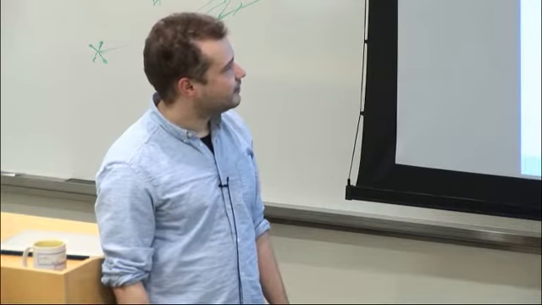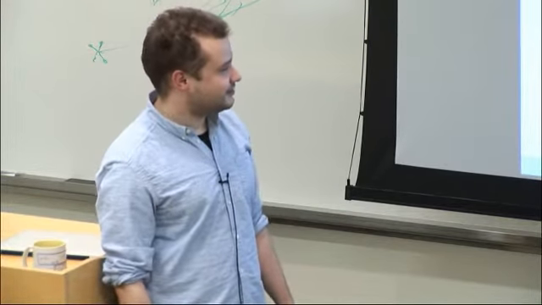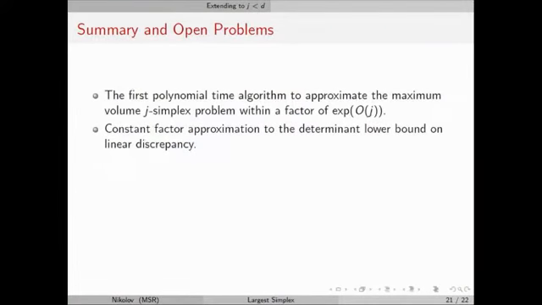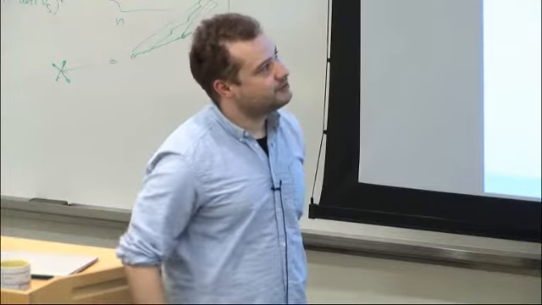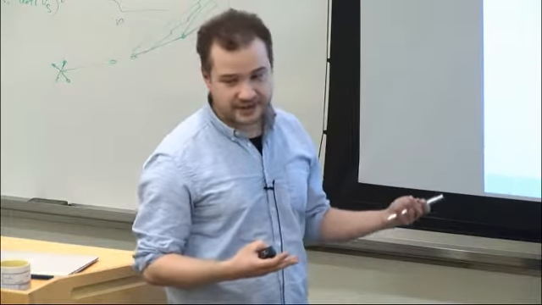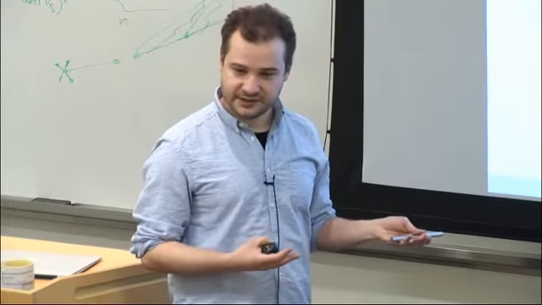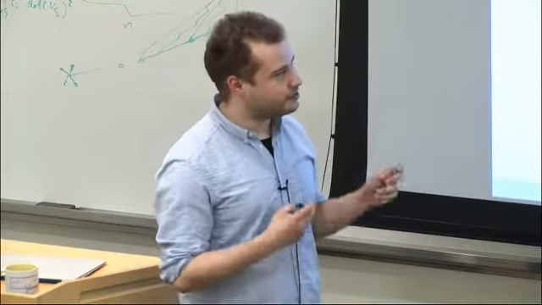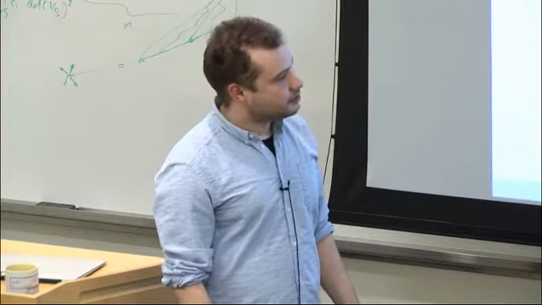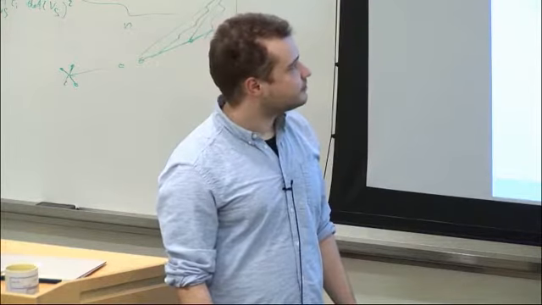All right, so that's it. In summary, I talked about the first polynomial time algorithm to approximate the maximum j-dimensional simplex problem within a factor which is exponential in the dimension, which is the right kind of dependence for the approximation factor. It gives a constant factor approximation to this determinant lower bound for linear discrepancy.